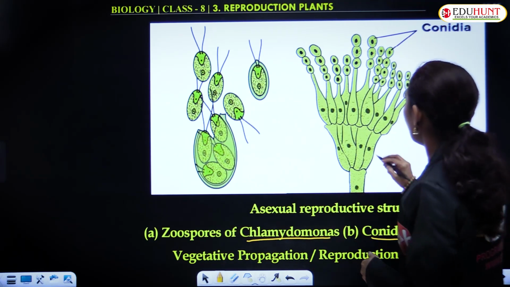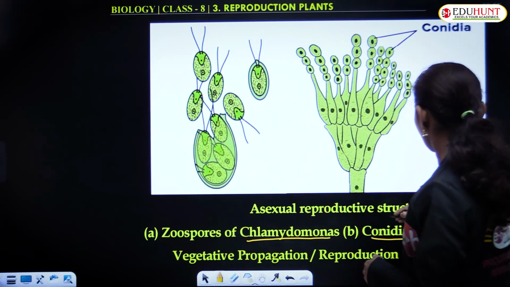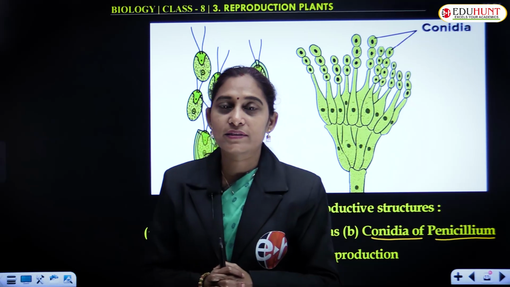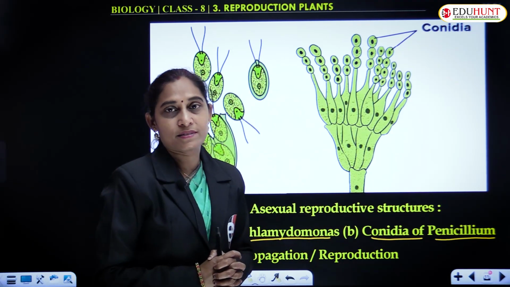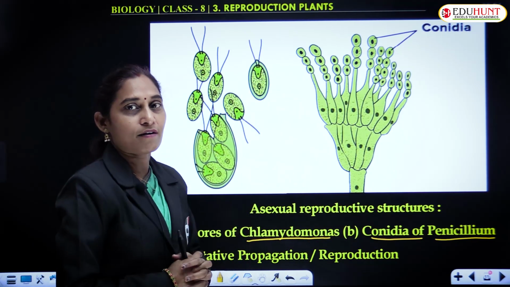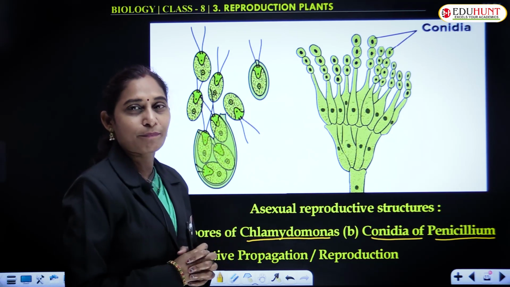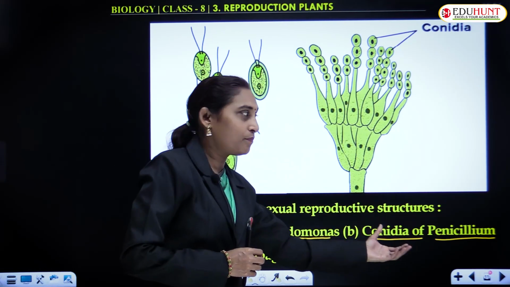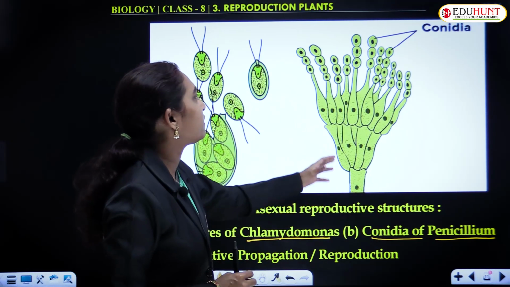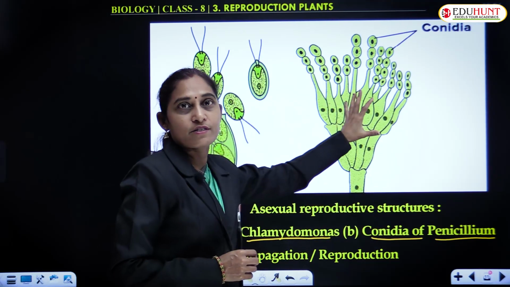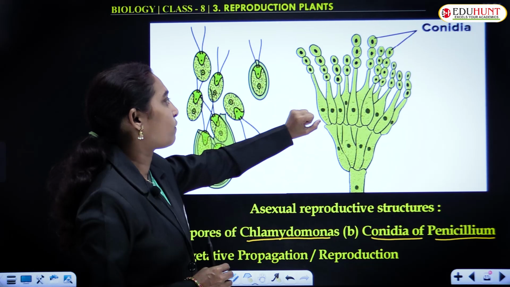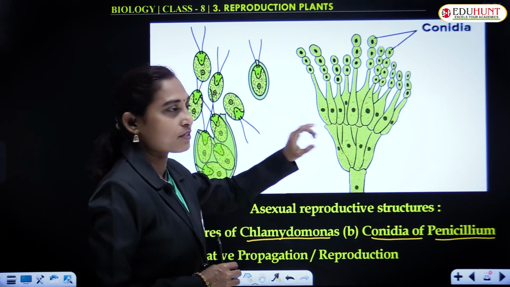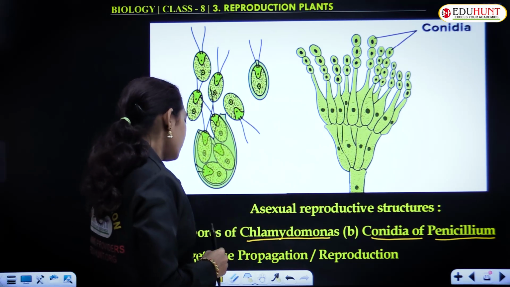And conidia, I said conidia is seen in Penicillium. Alexander Fleming worked with Penicillium notatum, Penicillium chrysogenum. He discovered the antibiotic penicillin. So that is the organism Penicillium in which we can find this kind of conidia, asexual spores. It resembles somewhat like a brush, an artist's brush.